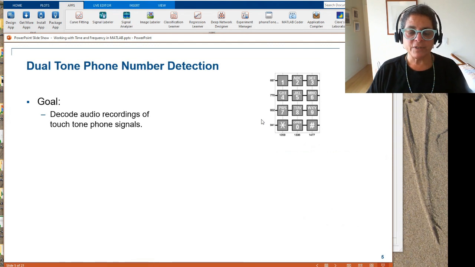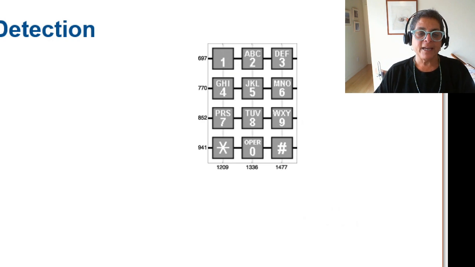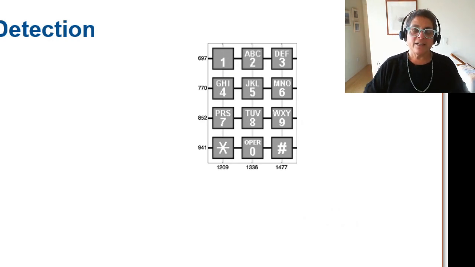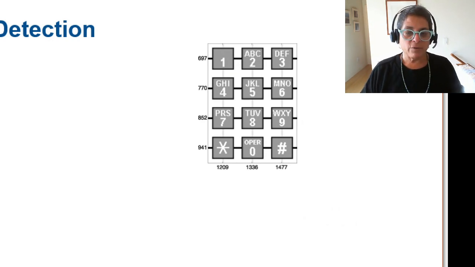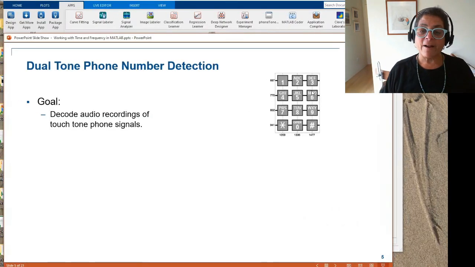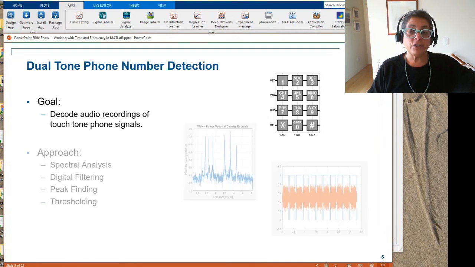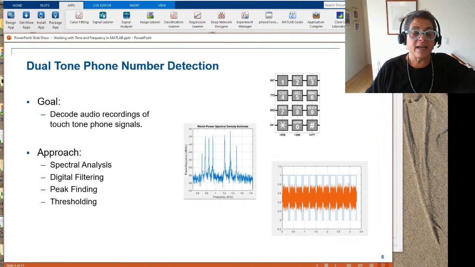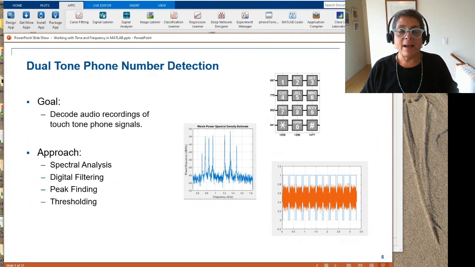And if I zoom in, you'll see I put the frequencies, and each column has its own frequency and each row has its own frequency. So when I push a particular number, I get two frequencies, one for the rows and one for the columns. And so that's our goal, to try to detect those two frequencies so we can figure out which button got pressed. And again, our approach is going to be to use some signal processing techniques like spectral analysis, digital filtering, finding peaks, and thresholding to make that happen.